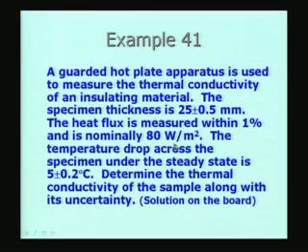The temperature drop across the specimen under steady state has been measured to be 5 plus or minus 0.2 degrees Celsius. Therefore, for all the measured values I have the nominal value plus or minus the expected error: 0.5 mm in the case of thickness, 1% in the case of the heat flux, and plus or minus 0.2 degrees Celsius in the case of the temperature difference. Determine the thermal conductivity of the sample along with its uncertainty. I will work it out on the board.